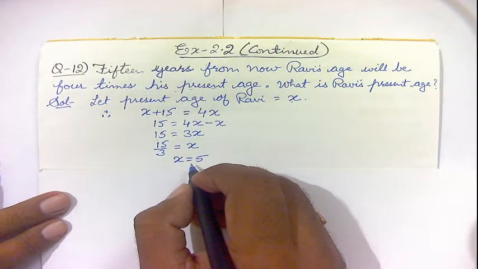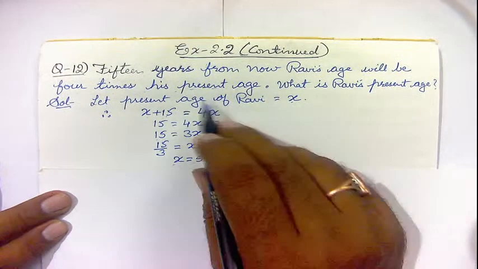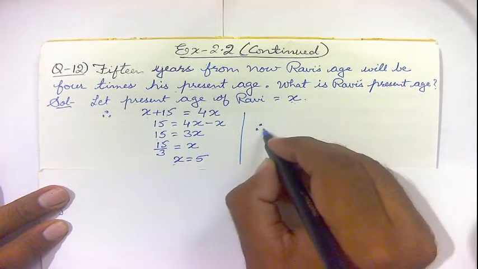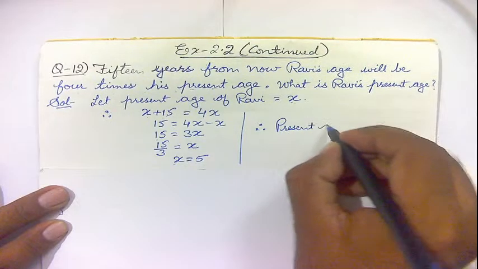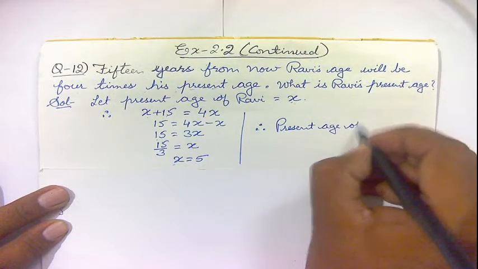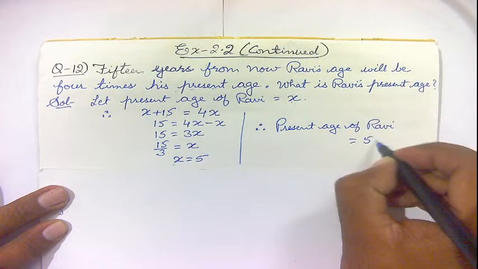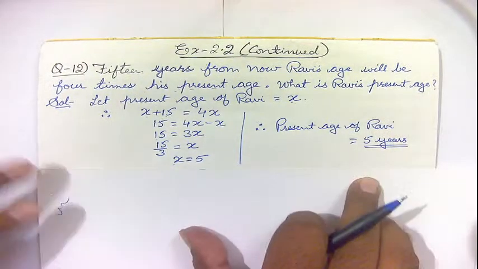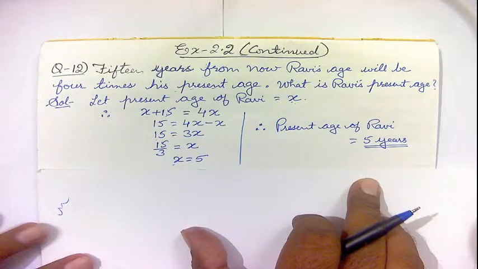So this is what we get, and this X, what is X? It is the present age of Ravi. So you can say that therefore present age of Ravi equals 5 years. So this is the present age of Ravi. So hope it is clear to you all now.